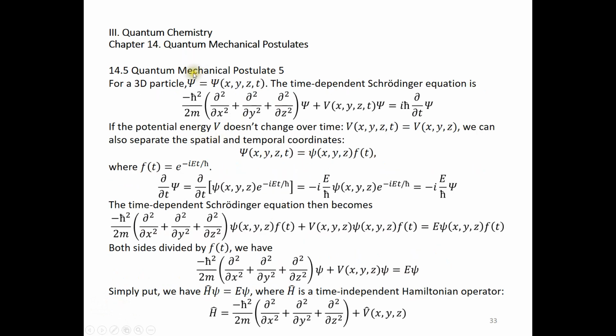For a three-dimensional particle, we have x, y, and z, and then time. But then the time-dependent Schrodinger equation can be really complex, because if you look at the kinetic energy operator, we have three different derivatives with respect to x, y, and z. And over here we have a potential energy that depends on x, y, z, and time. And over here, this is simpler. It's still i h bar delta psi over delta t. Again, this psi is a function of x, y, z, and time.